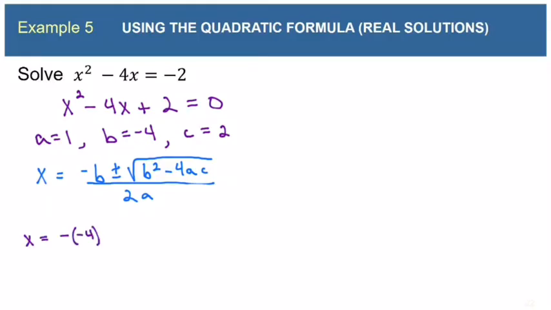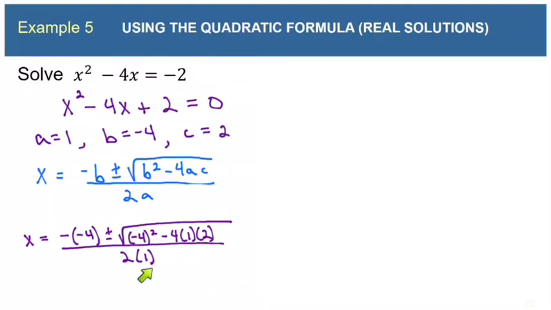And now let's plug in. X equals negative 4, because b is negative 4, plus or minus the square root of negative 4 squared minus 4 times 1 times 2, all over 2 times 1. Okay, now we can simplify. So notice that minus negative 4 is going to be positive 4. And also notice under the radical that negative 4 squared is going to be 16.